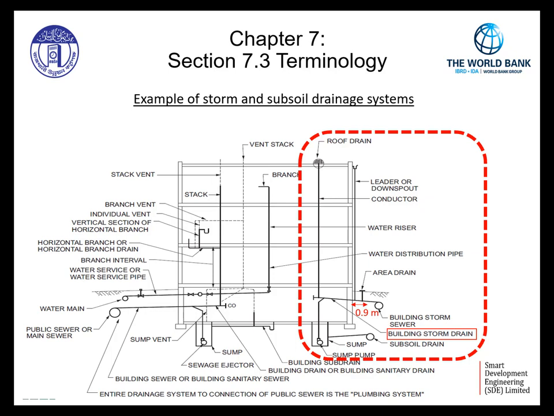The building storm drain extends 0.9 meter outside of the building. Once it connects to the next pipe, titled building storm sewer, it is conveyed accordingly off-site or to a rainwater catchment system. Below the building storm drain is a subsoil drainage system.